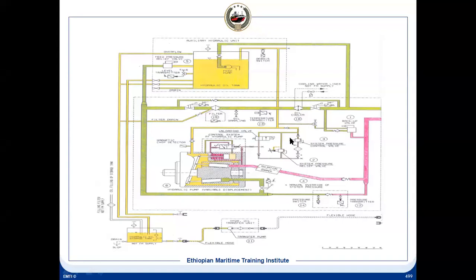So this is the unloader valve. It can be unloaded. You can see it is a solenoid valve. So it can be unloaded from the control room, that is the CCR. We can unload the pump.